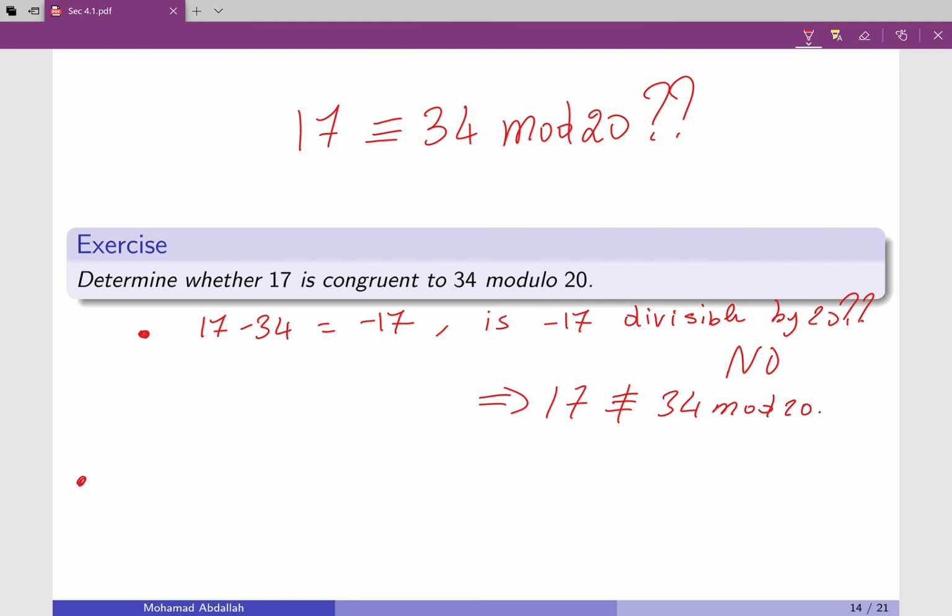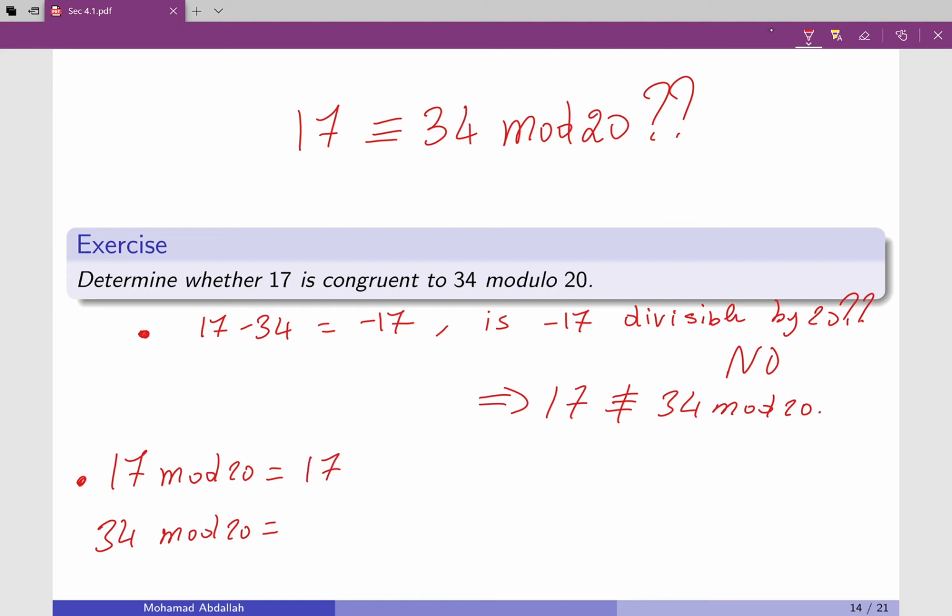Another way to do this is the following. You find 17 mod 20, and then you find 34 mod 20, and then you compare the answers. If you get the same answers, then they will be congruent. But if you don't get the same answers, and that's what I expect now, then they will not be congruent modulo 20. Now 17 modulo 20 is 17.